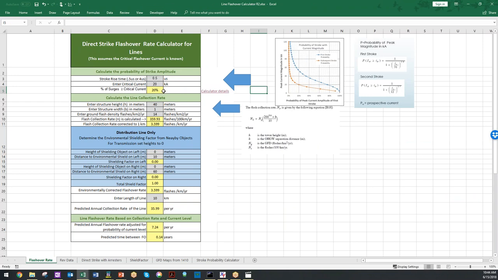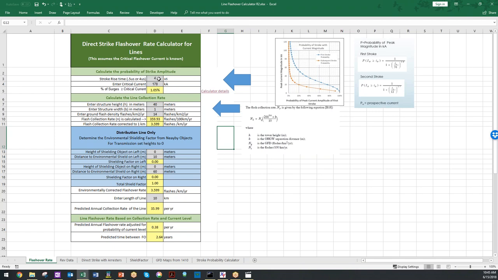Here's a newer version of this. If the stroke rise time is 0.5 microseconds, let's do a regular, more common stroke. If the stroke rise time is 4 microseconds, and we had 178 kA, it's still 1%. I think it's probably 1.05%. So this says that out of every 100 strokes anywhere on Earth, the probability of it being 4 microseconds to crest in 178 kA is 1%.